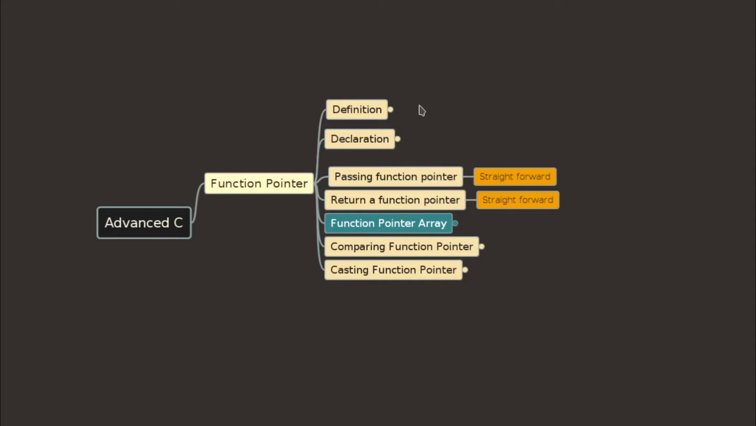In the previous video, we discussed the following topics: the definition of a function pointer, declaration, passing a function pointer, and returning a function pointer from a function. In this video, we will discuss further topics like function pointer array, comparing function pointers, and casting function pointers. So let's look at the first topic, function pointer array.